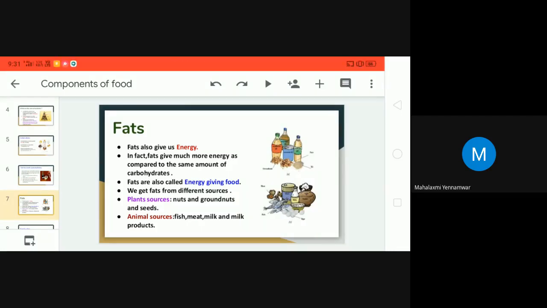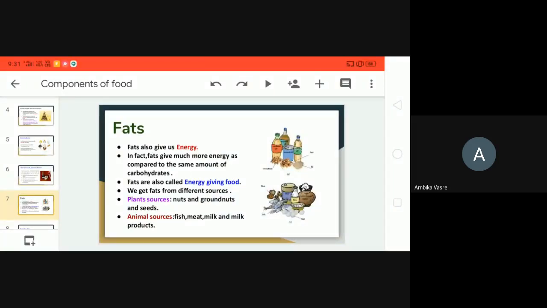Carbohydrates give energy, so we call them energy giving food. Fats also give more energy than carbohydrates, right? So fats are also called energy giving food. Is it clear, children? Yes, sir. Fats are also called energy giving food. We get fat from different food items.